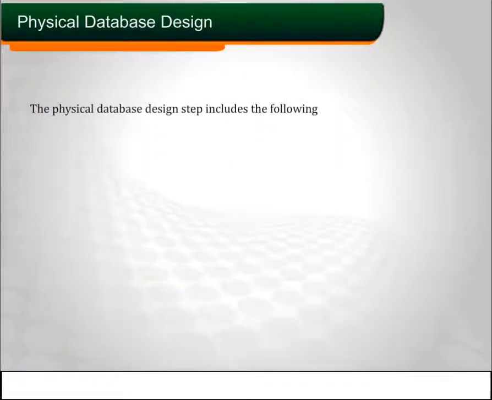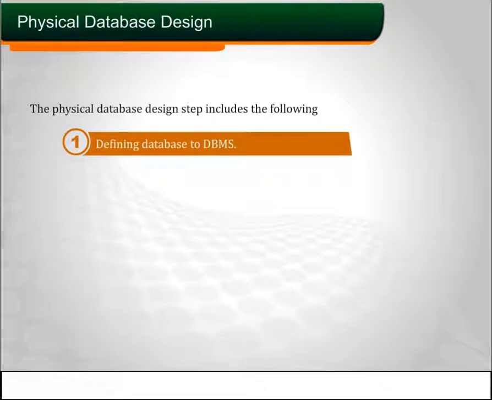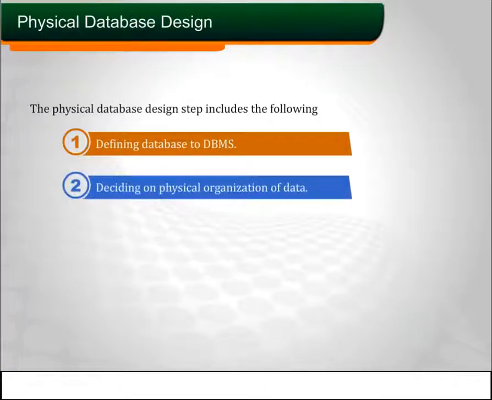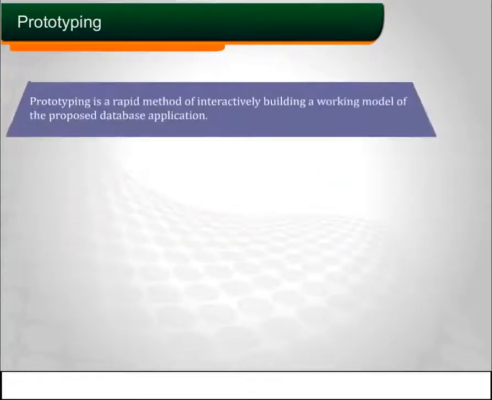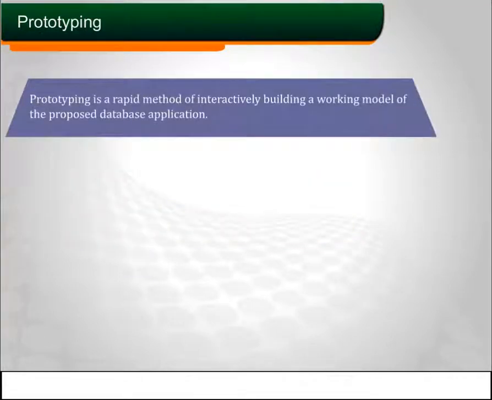The physical database design step includes the following: defining the database to the DBMS, deciding on the physical organization of data, designing database processing programs. Prototyping. Prototyping is a rapid method of interactively building a working model of the proposed database application.